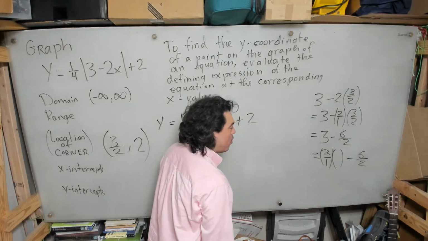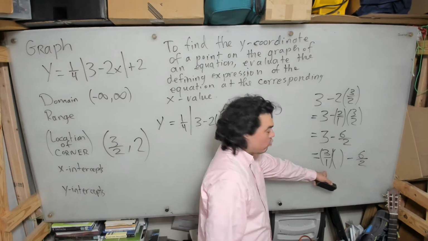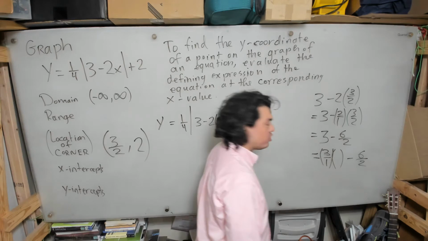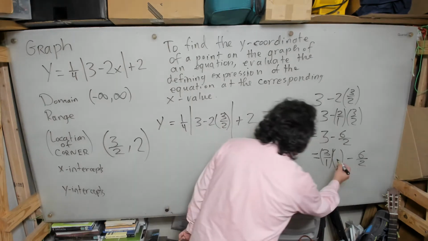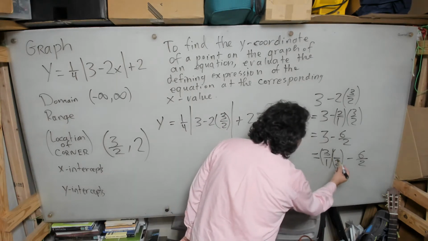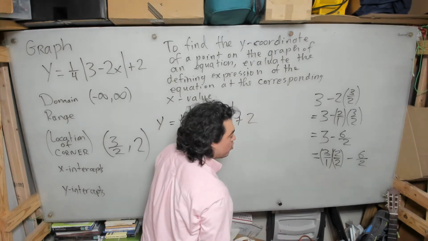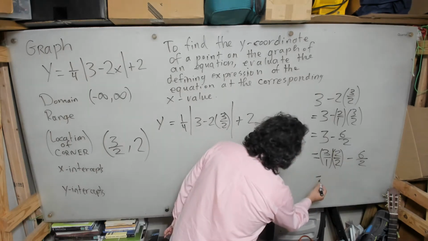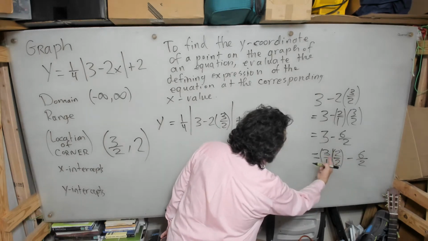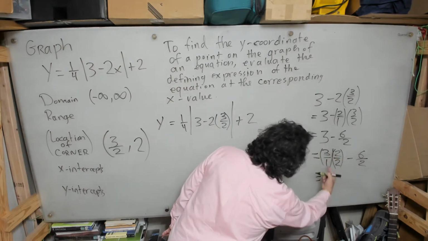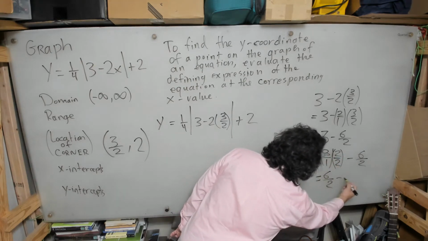Now here, I want to ask, by what do I have to multiply 1 to get 2? So that these two fractions will have the same denominator. Well, 1 times 2 is 2, so it'll be the fraction 2 over 2. Now, what is this fraction? It'll be 3 times 2, which is 6, over 1 times 2 is 2, and then minus 6 over 2.